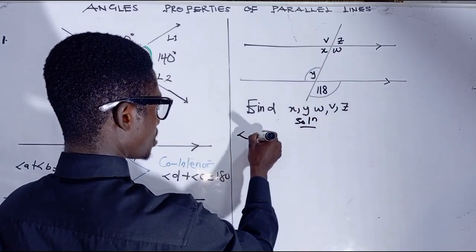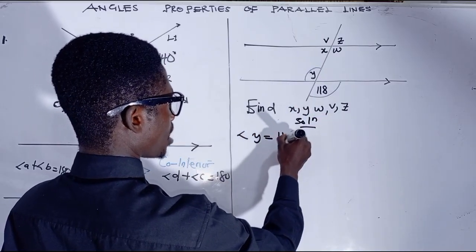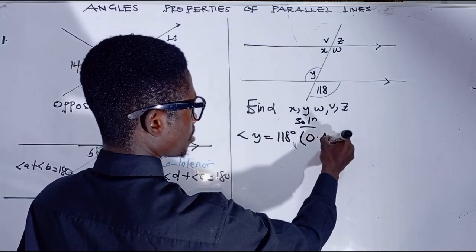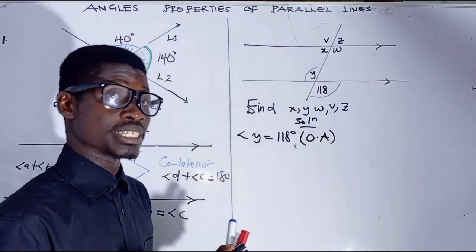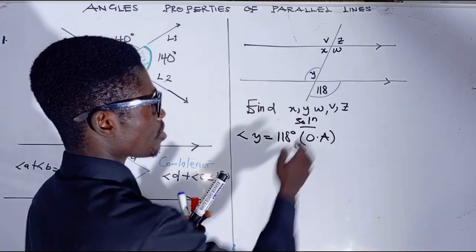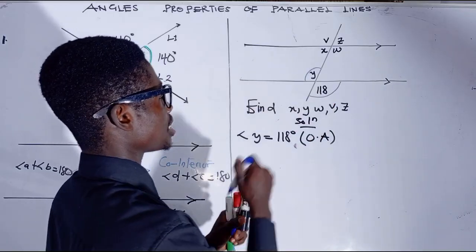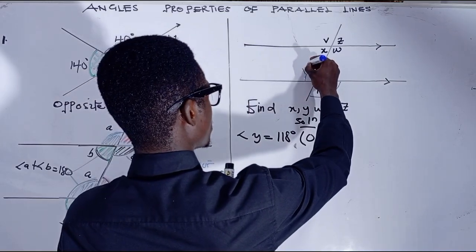Angle Y is equal to what? 118 degrees. And we are using what? The opposite angle concept. Very, very simple and easy. Now from the same 118, it means that this angle is 118. Angle Y is 118.